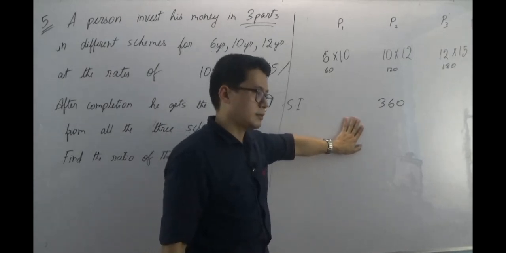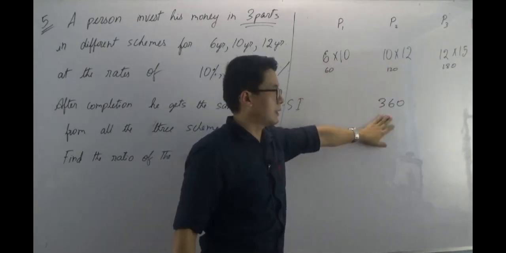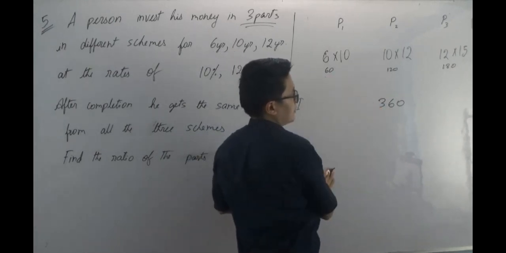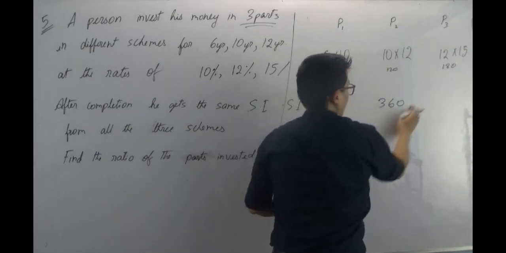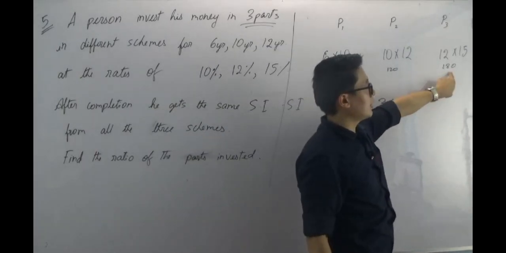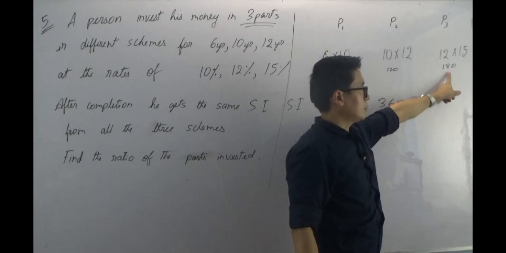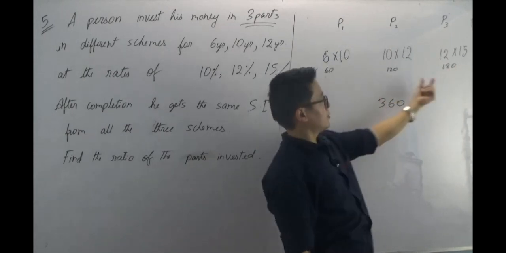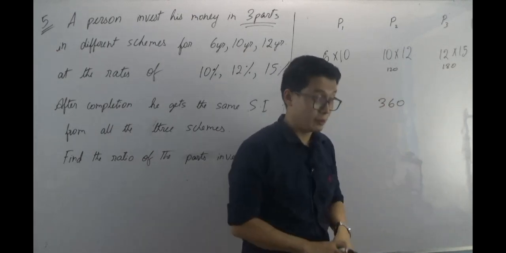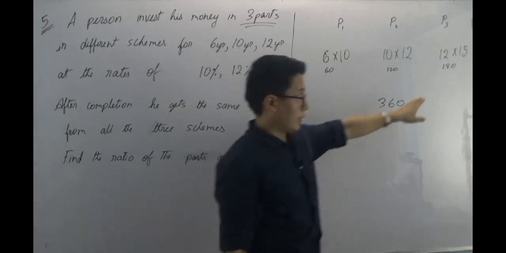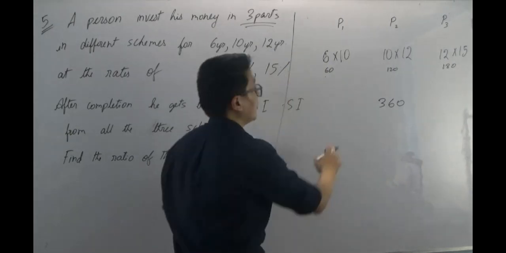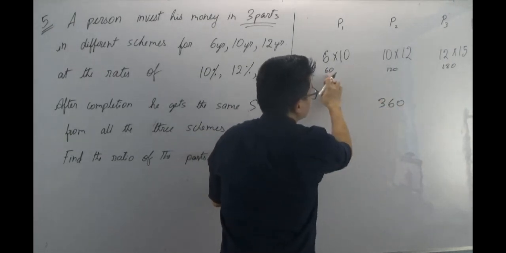It can be 720 as well, no problem. Pick any number and multiply, with the ratio divide 60, 120, 180. Pick a number that is a multiple of the largest number, 180 into 2 is 360. Bring in the LCM, a number divisible by all three, so now 360.